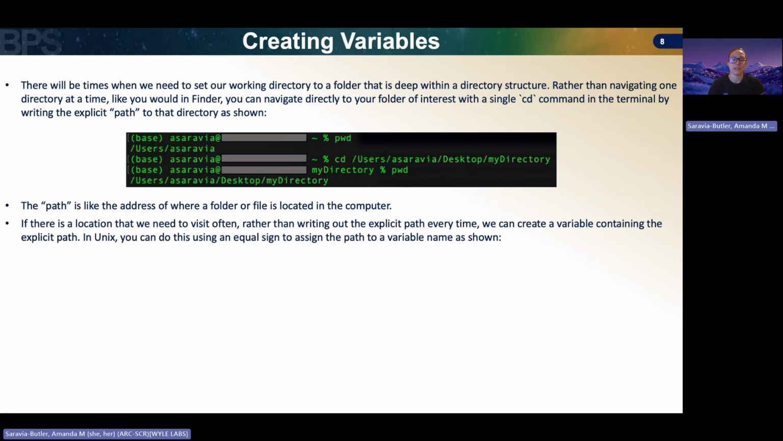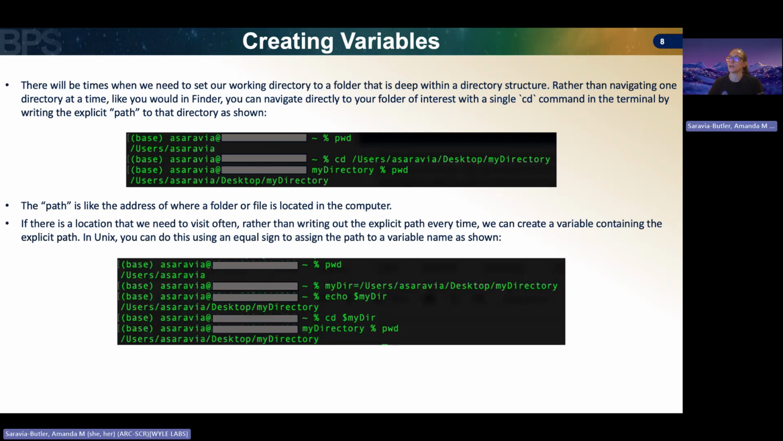If there is a location that we need to visit often, rather than writing out the explicit path every time, we can create a variable within Unix that will contain the explicit path to that location. To create that variable in Unix, you use the equal sign. So here, again, I'm starting at the A Saravia directory, and then I'm going to run this command, which is assigning this variable that I'm naming mydir, using an equal sign, to the full path to the My Directory folder.